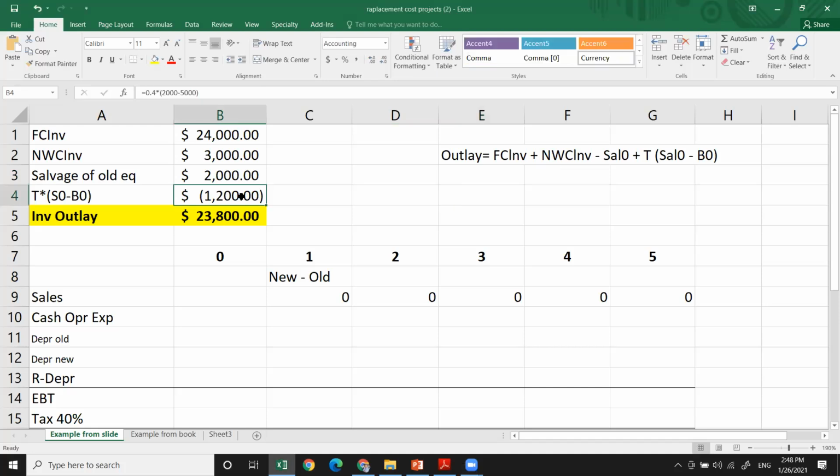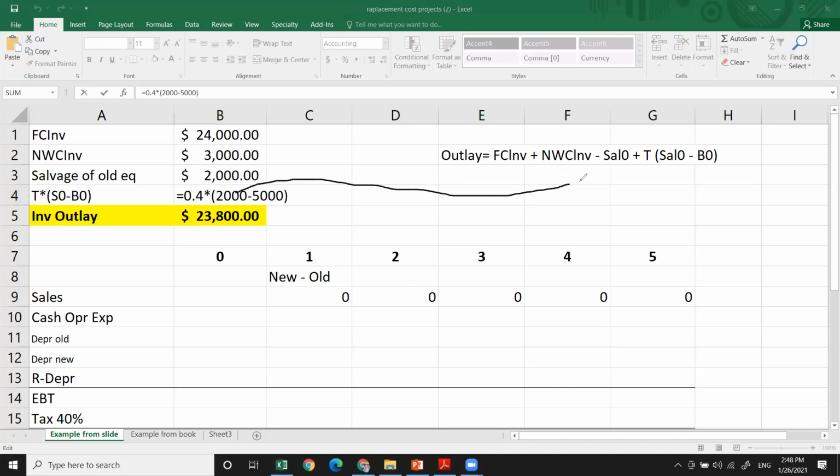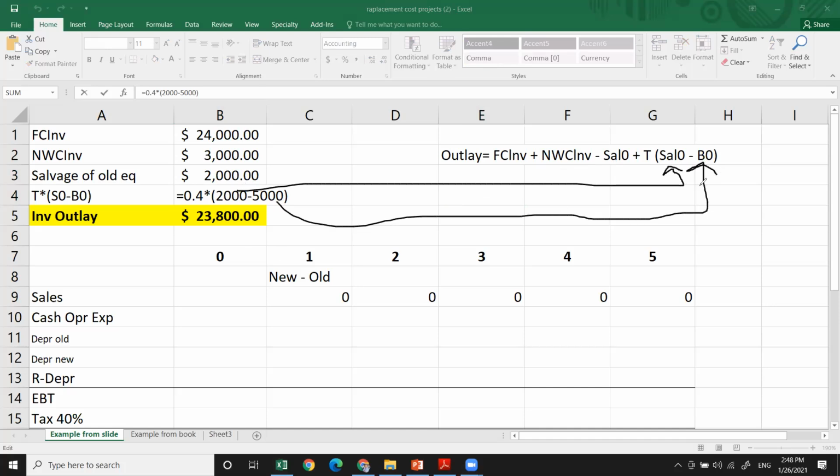If I open it, 40% is the tax, 2,000 is the sale. So this is the salvage value, but not in here, sorry. And this 5,000 is this one. And this 40% is the tax. Okay, this is how it works.